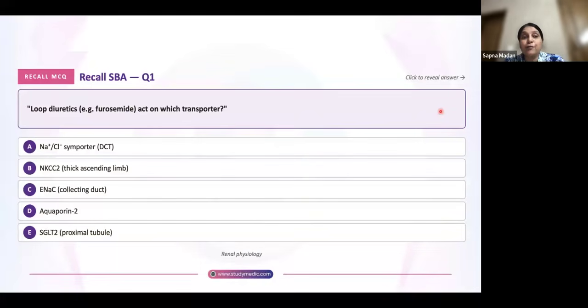Loop diuretics like furosemide act on which transporter? Does it act in the DCT on the sodium chloride symporter, or on the thick ascending limb on the sodium potassium 2 chloride co-transporter, or on the epithelial sodium channel in the collecting duct, or on the aquaporin 2, or on SGLT2 in the proximal tubule? So where do the loop diuretics act?